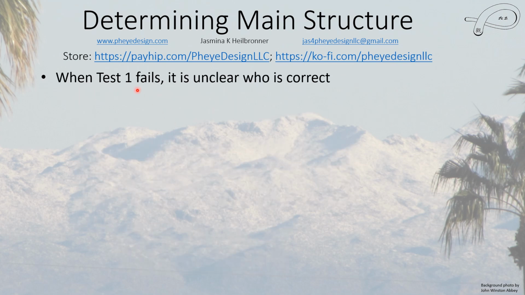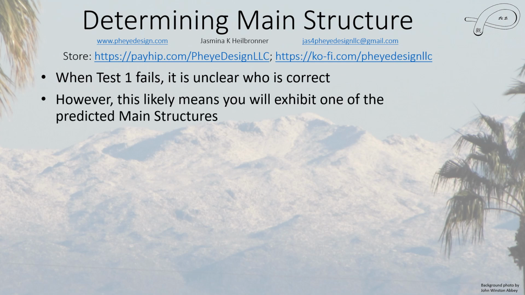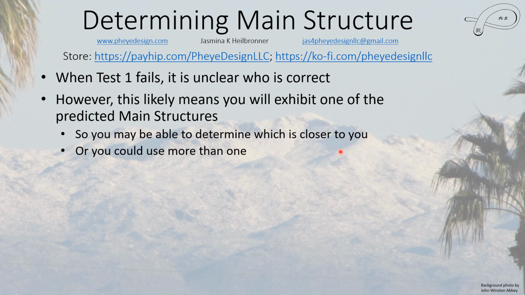Now, if test one fails, I would say it's basically unclear who is correct. However, it probably means you're going to exhibit at least one of the predicted main structures. You might exhibit both. And you probably will be able to determine just by knowing yourself which one you're closer to. Or you could use them both.